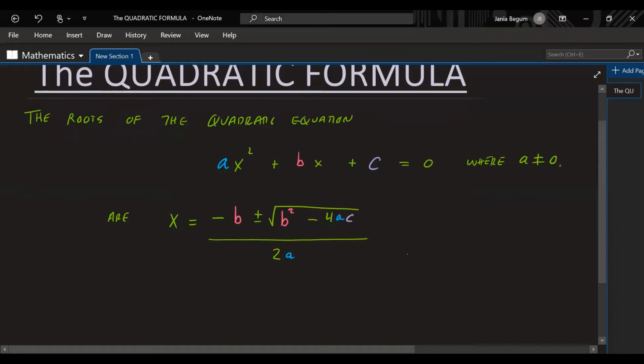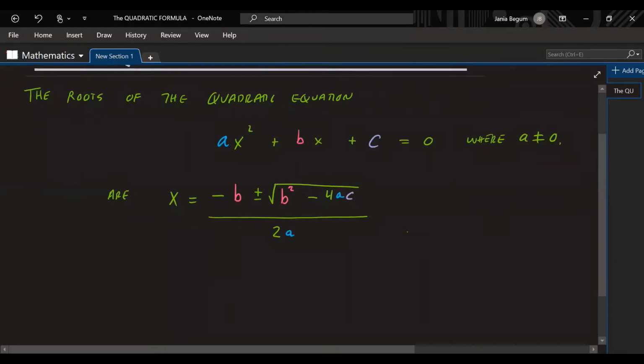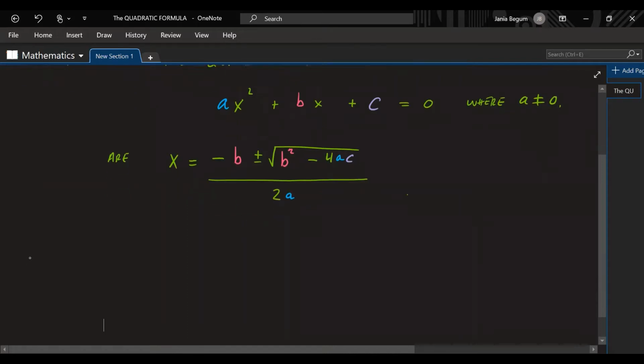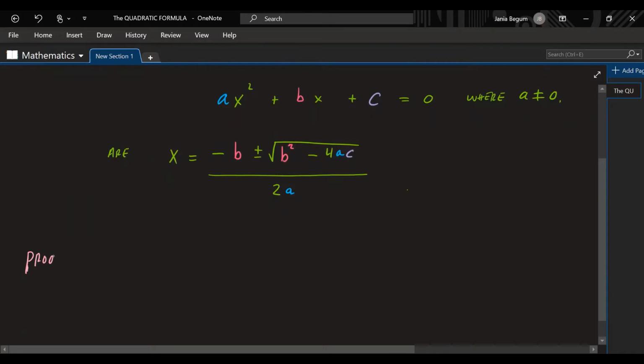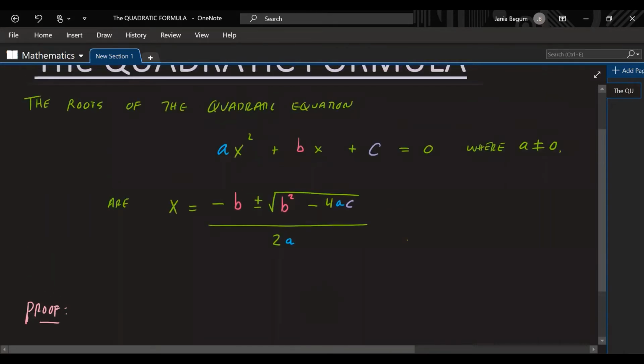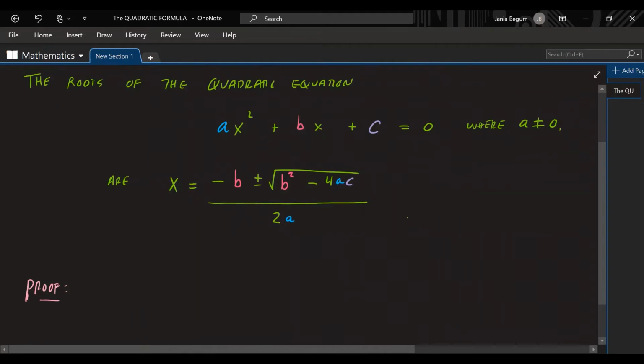Before I start proving, there are multiple ways you can prove this formula. But I'm going to show you one way, which is the method of completing the square. So let's see how the proof goes. Since a is not 0, we can divide both sides of this quadratic equation by a. Then we obtain the following equation.